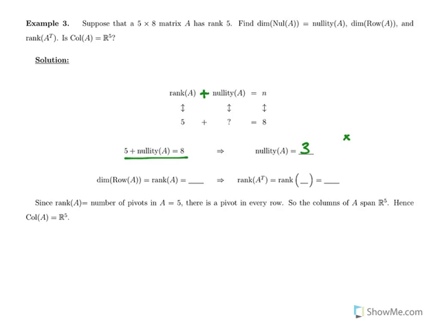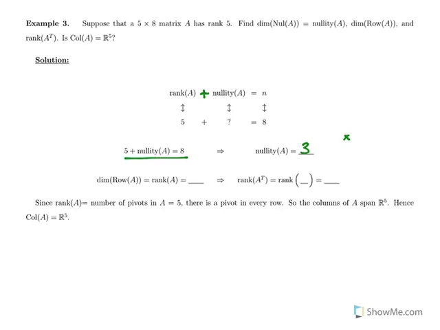Another way that we could say this is that the rank of A tells us that there are 5 pivot columns, and the nullity of A tells us the number of free variables. And if we know there are 5 pivot columns, there has to be 3 free variables in our system, or in our matrix, not necessarily a system.